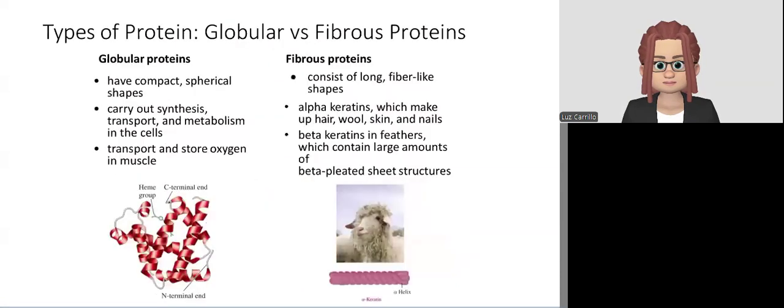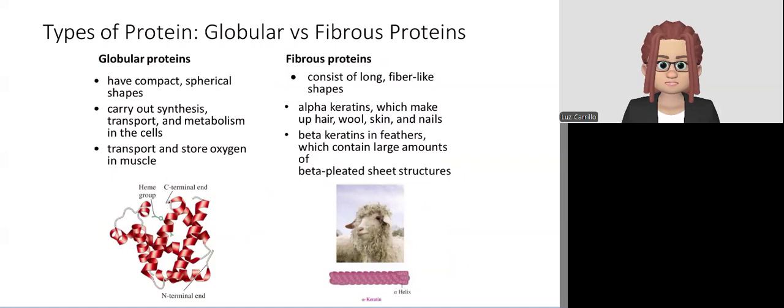In terms of shape, proteins can be globular or fibrous. Fibrous proteins, which is what we see on the right, are going to be structures that are involved in structural components of the cell. And these proteins are known as fibrous just because they're fiber-like shapes.